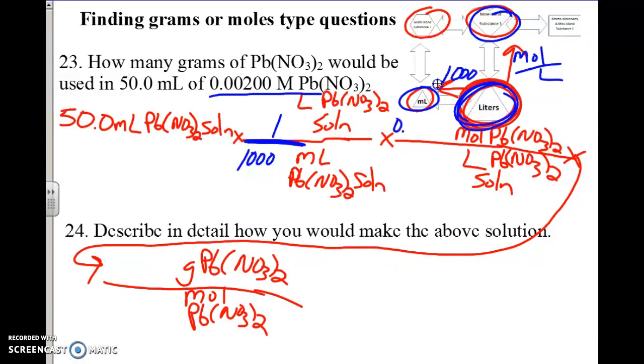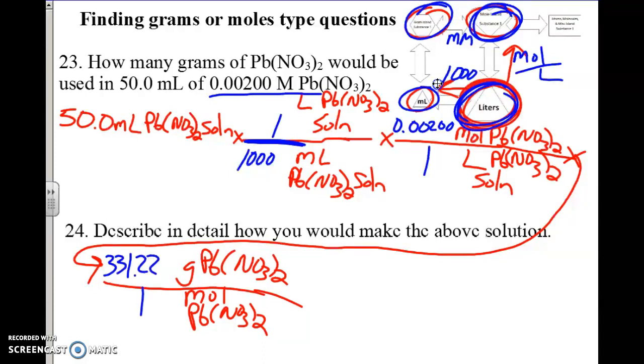That is 0.00200 moles in 1 liter of solution. And then lastly, we are going to go from mole island over to gram island, and we always use the periodic table or molar mass. So when we look up this problem, we find out that there are 331.22 grams in 1 mole.